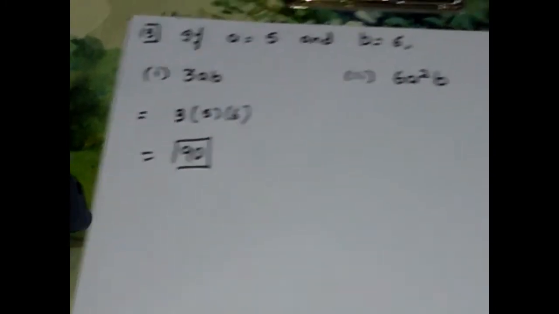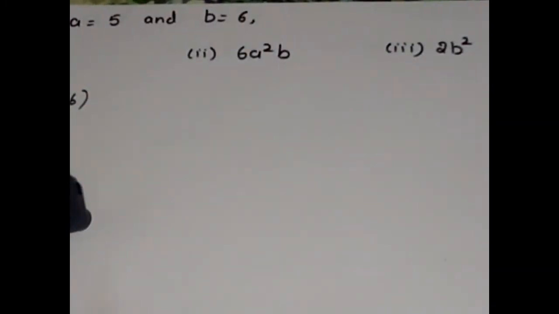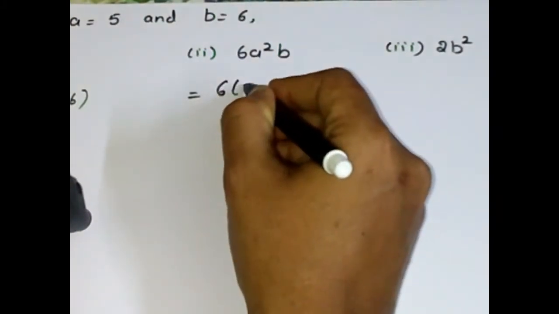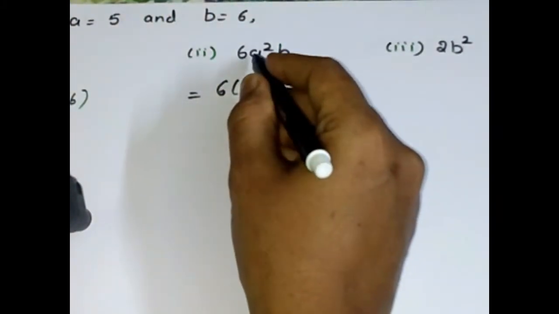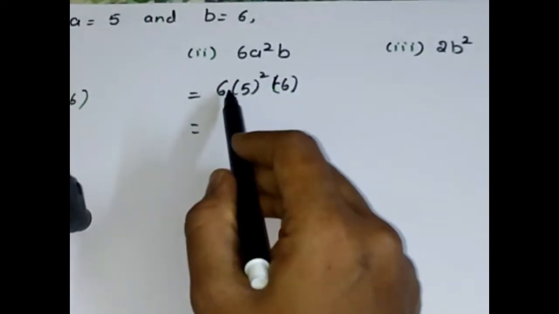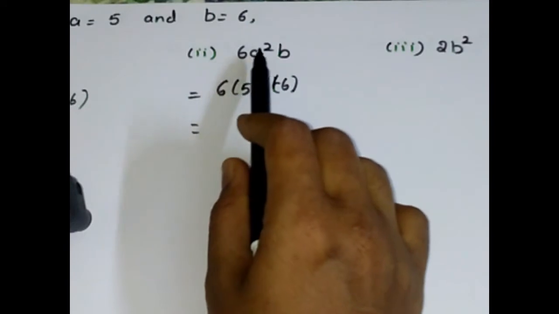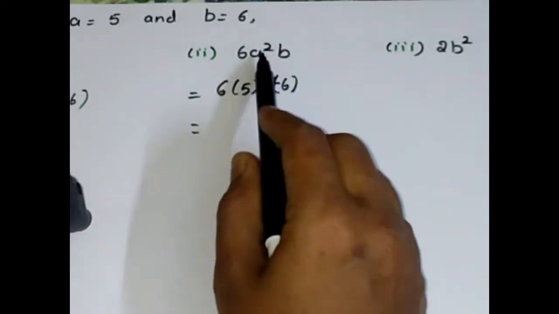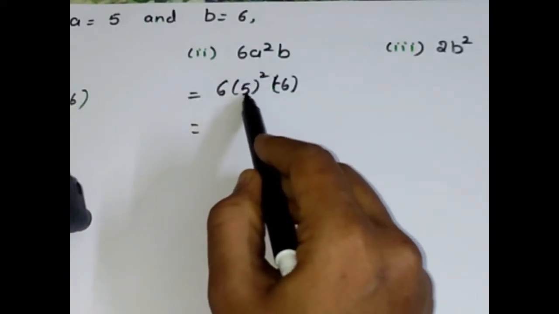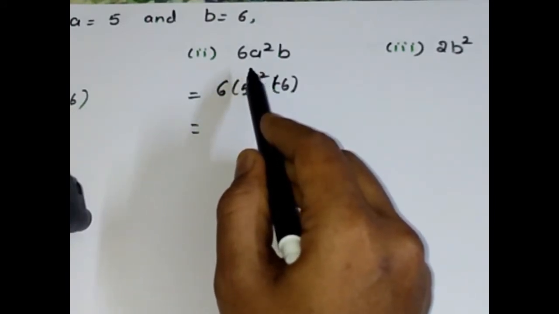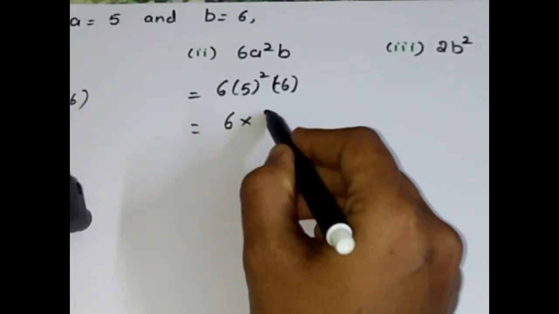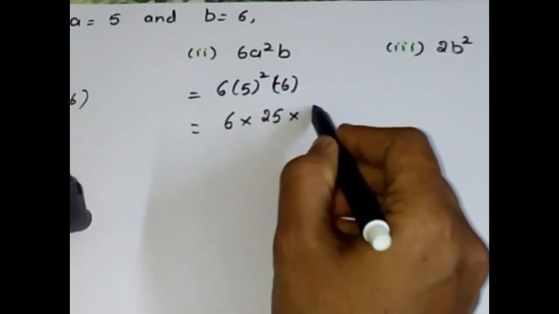Next, second question. 6A square B. So value of A is 5. Substitute 5 in the place of A and value of B is 6. How to expand this? 6 into A square into B. So the square is applied only for A. So let us concentrate only on 5 square. What is the value of 5 square? 5 square is 25. Now 6 into 25 into 6.